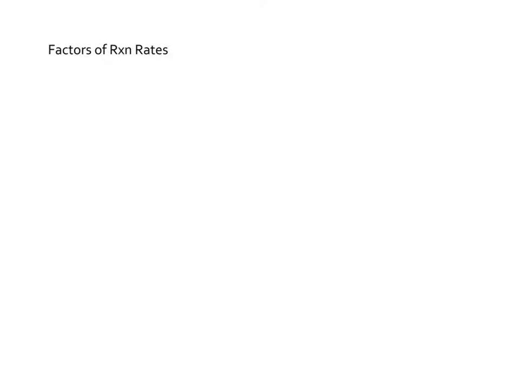Hey everybody, this is video lesson 1 on chapter 10, Kinetics. The first thing we're going to talk about are the factors of things that make reactions go. Kinetics is all about speed. We're talking about how fast can we get a chemical reaction to go.